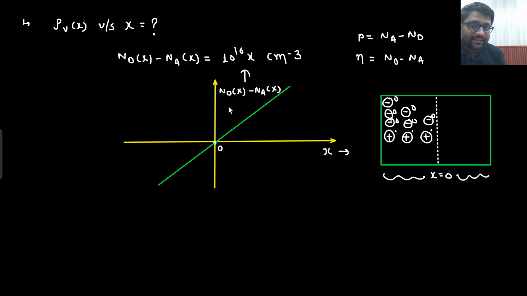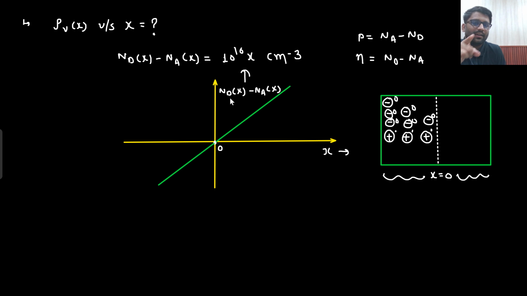So Nd minus Na is showing the total positive charge. Now here Nd minus Na is becoming negative. That means the total positive charge is negative. What does that mean? That means the actual charge is negative. That means this particular side, for x less than 0, is p type and this is n type. Is that understandable to you? I hope it is very easy for you.